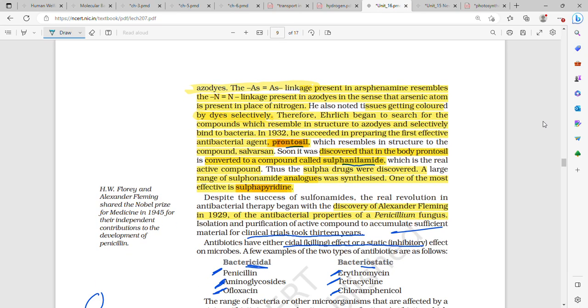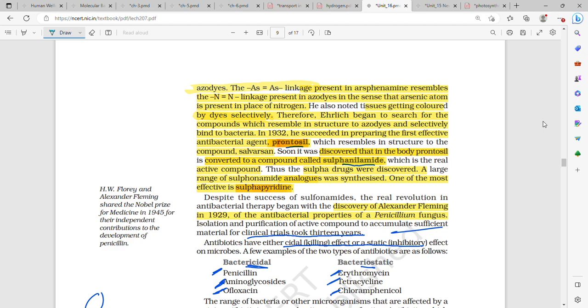It resembled the nitrogen linkage present in azo dye, in the sense that the arsenic atom is present in place of nitrogen. He also noted tissues getting colored by dye selectively. Therefore, Ehrlich began to search for compounds which resemble the structure of azo dye and selectively bind to bacteria.